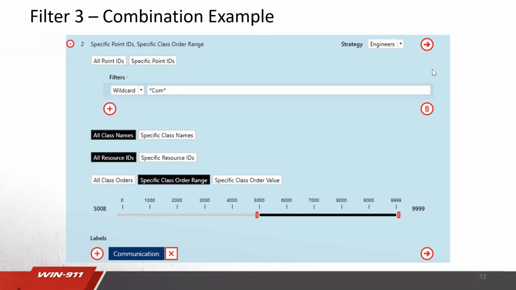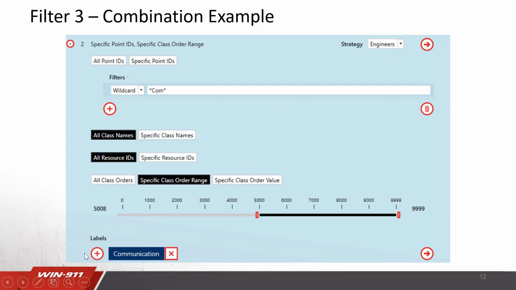The next example is a combination of these. So these were the green alarms that I showed you in that diagram a few slides back. Now we're looking for a specific point ID with the COM, because it's a COM fault, we have a COM alarm. And we're looking for a specific class order range. If it meets the criteria of both the point ID and the class order range, then this alarm will be caught. When this alarm is caught, it will point to the engineer strategy.